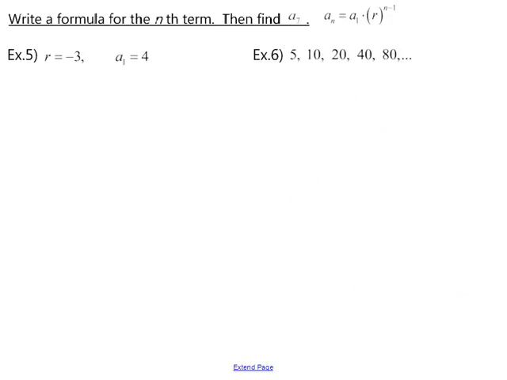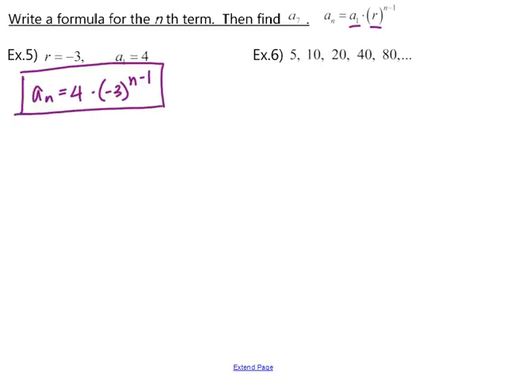In these next 2 examples, we want to write a formula for the nth term, then find a sub 7, which is the 7th term. So given the general formula of the geometric sequence, remember, we really need the information for the first term and the common ratio. In example 5, it's really easy because they give that information to us. So all we need to do to find the formula for the nth term is substitute in those values. So 4 is our first term. Our common ratio is negative 3, to the n minus 1. So this is going to be our first answer, the formula for the nth term.